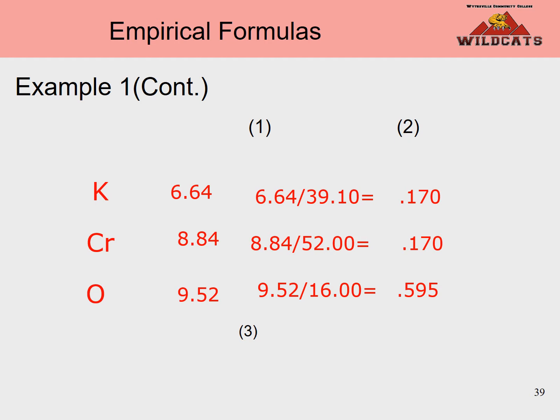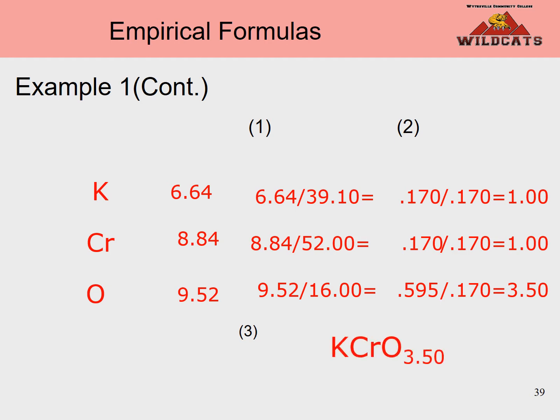Notice 0.17 and 0.17. So we're going to get 1 for the potassium and the chromium. But when I take 0.595 divided by 0.170, I end up with 3.50. If I were to write this out, I would end up with KCrO3.5. The issue we're going to run into is, one, empirical formulas have to be simplest whole number ratios. The other issue is that I just can't take that 3.5 and round it up to 4.